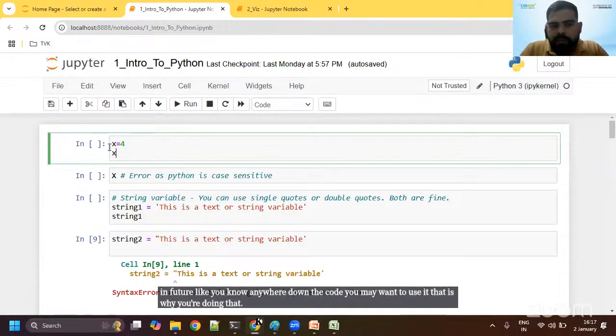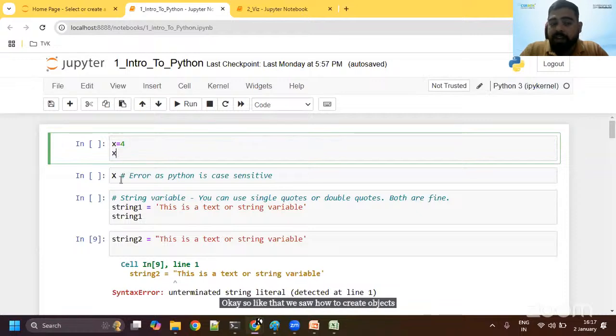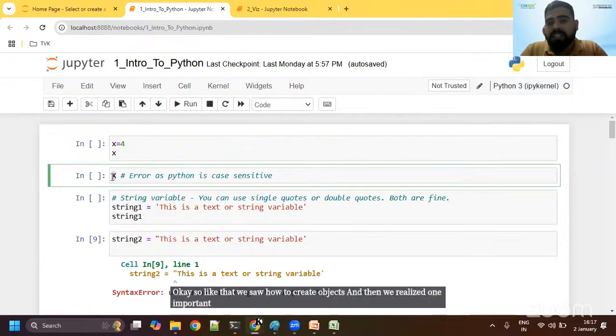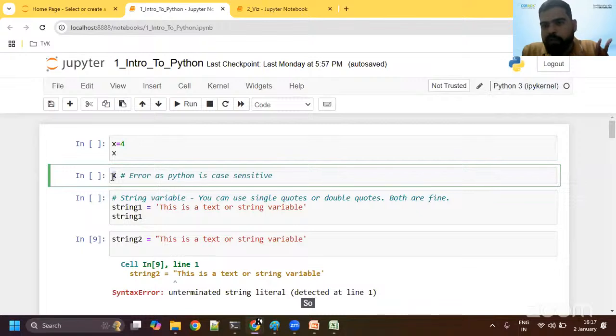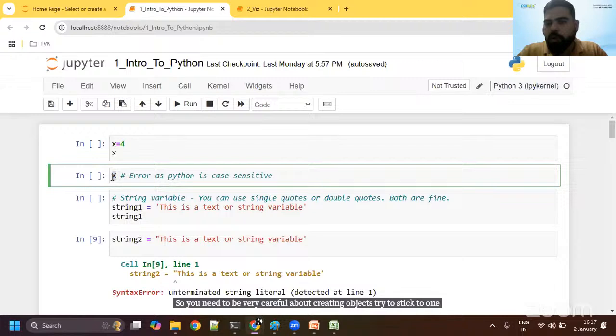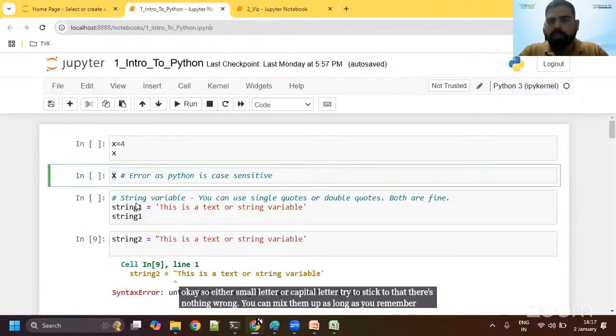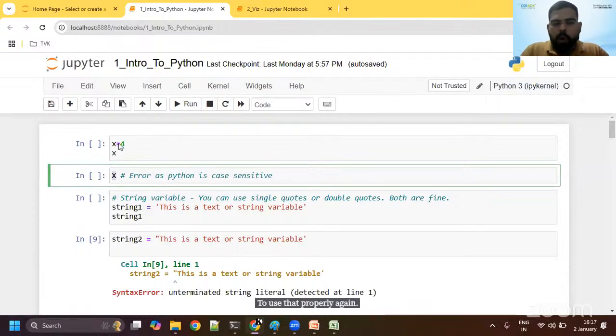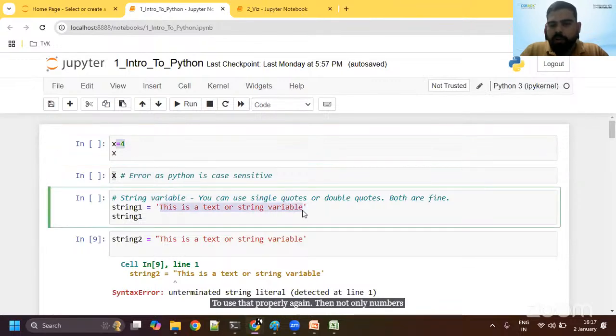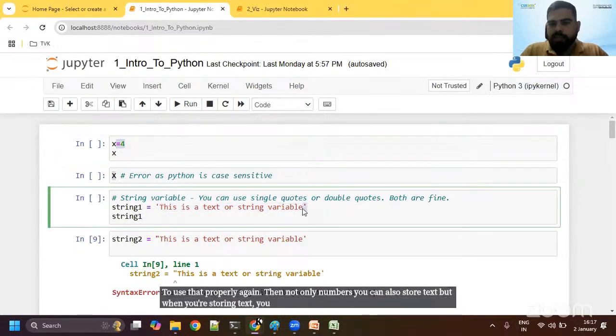Okay, so like that, we saw how to create objects, and then we realized one important thing about case sensitivity. Small letters and capital letters are completely considered as different in Python. So you need to be very careful about creating objects. Try to stick to one case, either small letter or capital letter. There's nothing wrong, you can mix them up as long as you remember to use them properly. Then, not only numbers, you can also store text, but when you're storing text, you need to put it in quotes, either single quotes or double quotes. Any one of them you can do.